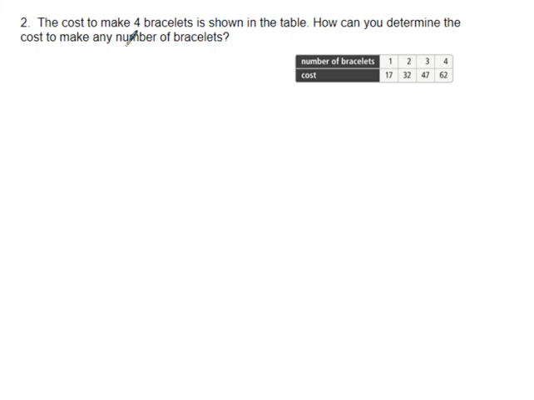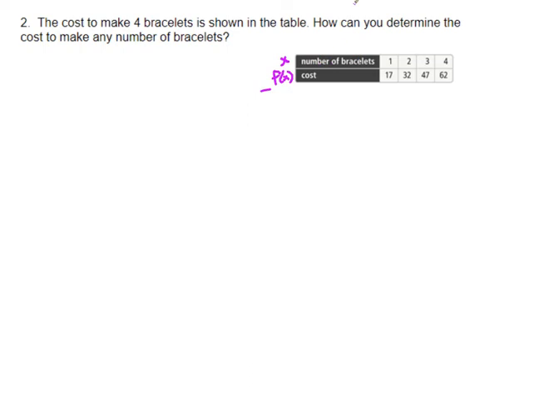Now, we will sometimes have to write a table in function notation. So the cost to make 4 bracelets here is shown in this table. How can we determine the cost to make any number of bracelets? We can determine this by writing the equation of this and writing it as a function. Here I have my x, and then on the bottom, instead of y, this is my f of x, because the number of bracelets I make is going to determine the actual cost.